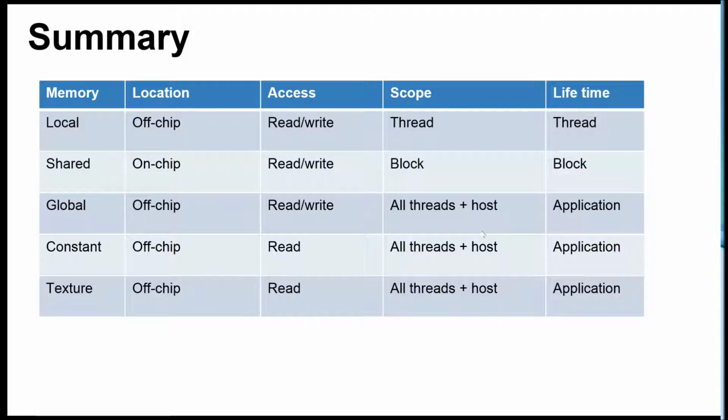In this table, I summarized all types of memories. We can see shared memory is built on the chip. Other memories are off the chip. Local, shared, and global memory have read and write access. Constant and texture memory have only read access. And we can also see the scope and the lifetime of each type of memory.